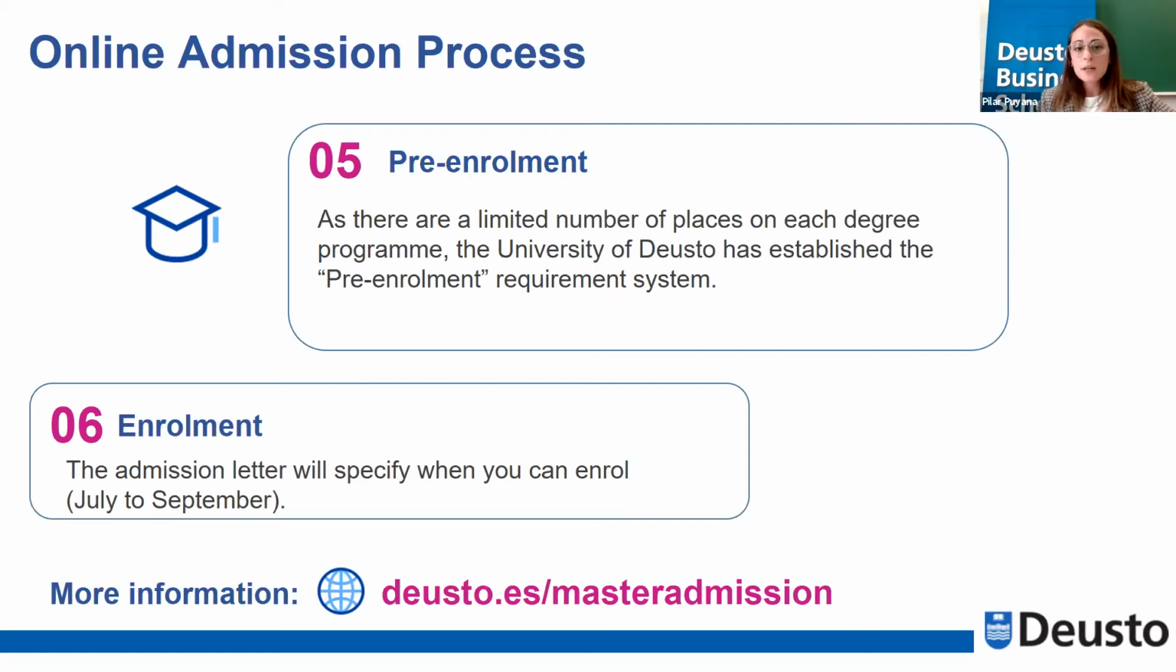Following the pre-enrollment phase, you will then receive notification of when you are eligible to officially finish enrollment in the university and become a University of Deusto's master's student. So the admissions letter will specify this window, and this enrollment period will just consist of finalizing and turning in some documentation, and that'll complete the admissions process.